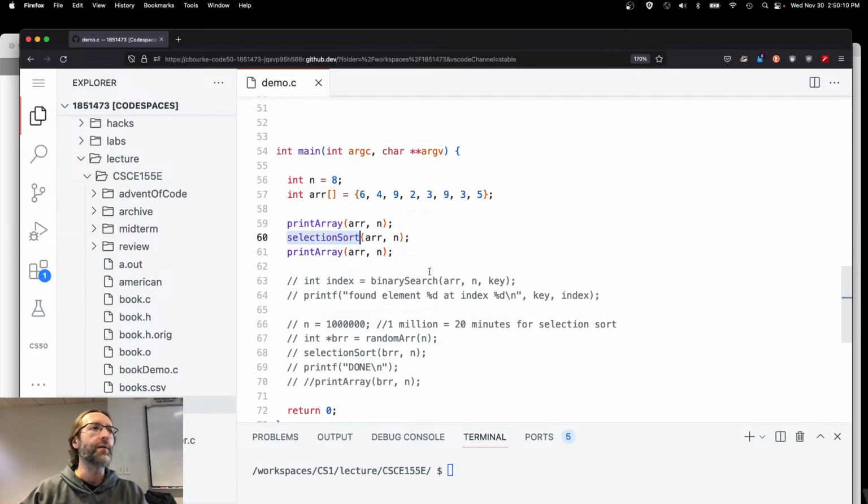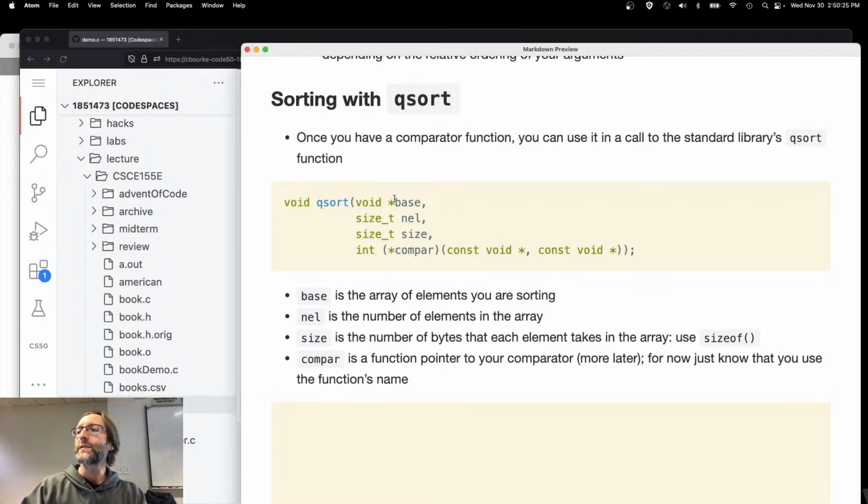So I'm going to replace, I've already deleted my selection sort here. Let's go ahead and get rid of that entirely. We're going to print the array, see that it's unsorted. We're going to call qsort, print it out again to see that it's now successfully sorted. Right? Qsort. What are the things that I need to pass to it?